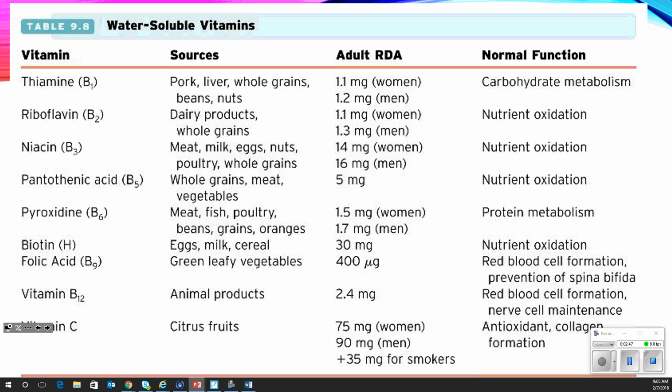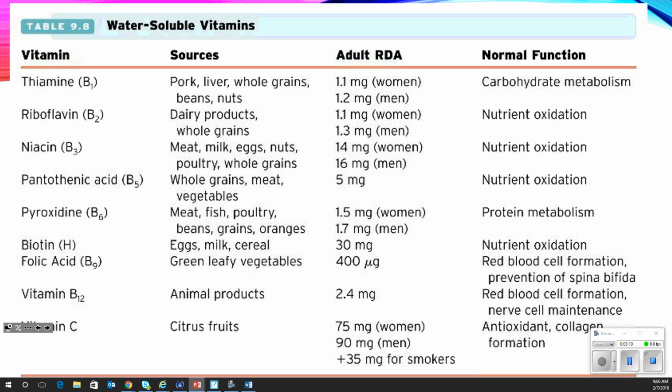So let's look at a few of the water soluble ones. We've got the B vitamins and C. So the B vitamins are the water soluble and vitamin C. Most of these are found in vegetables and grains and meat and fish and poultry, basically things you eat all the time.